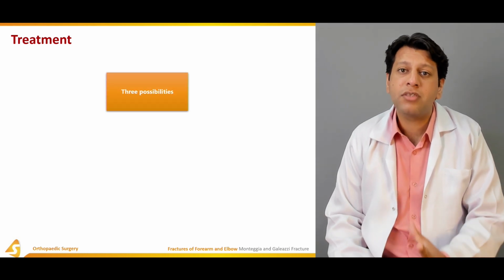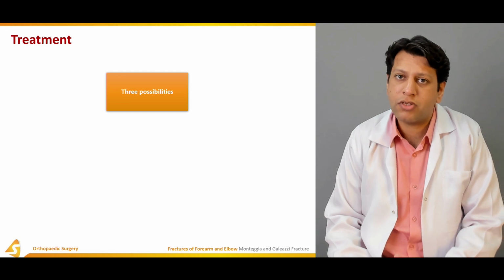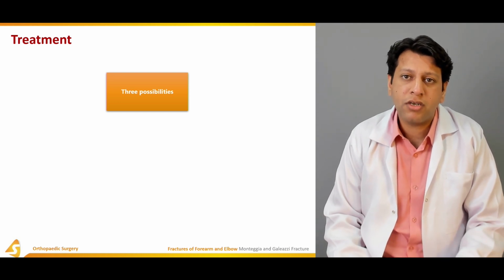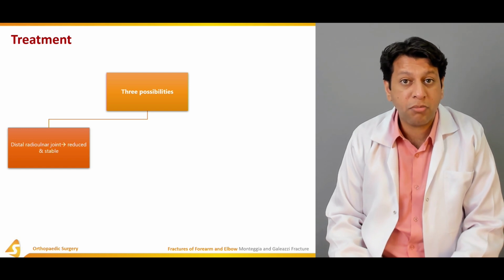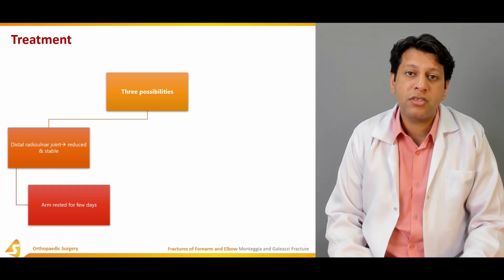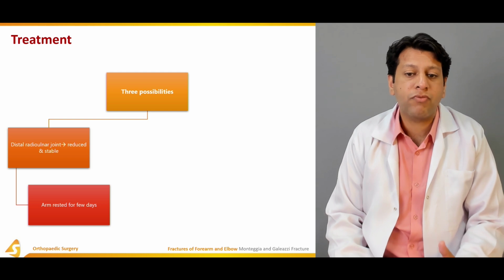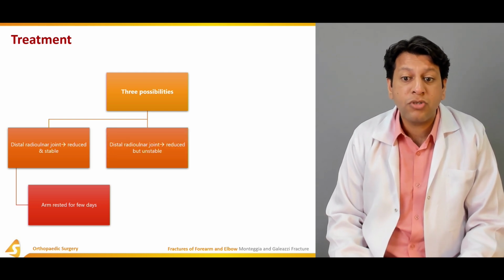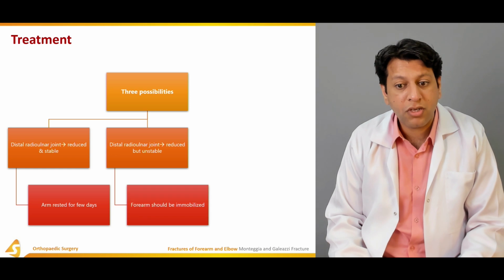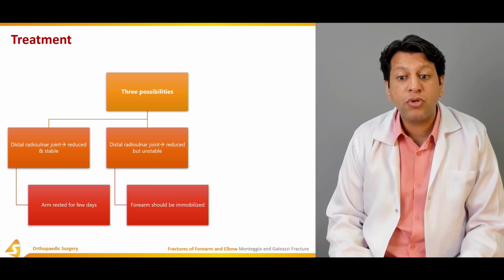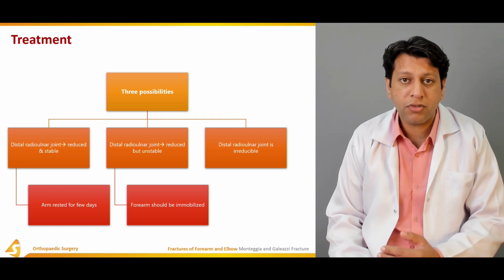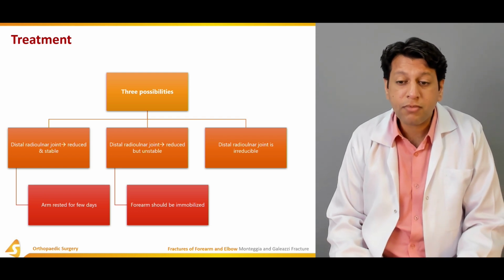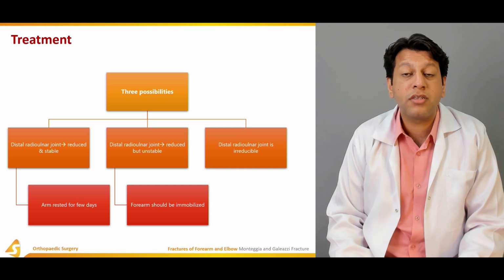Once we have fixed the radius with open reduction internal fixation, then what to do with the distal radioulnar joint? The distal radioulnar joint could be reduced and stable. If it's stable, then we can just continue with the arm rest for a few days. The distal radioulnar joint may be reduced, but unstable. Then the forearm should be immobilized in supination for at least a few weeks. Or the distal radioulnar joint is irreducible.